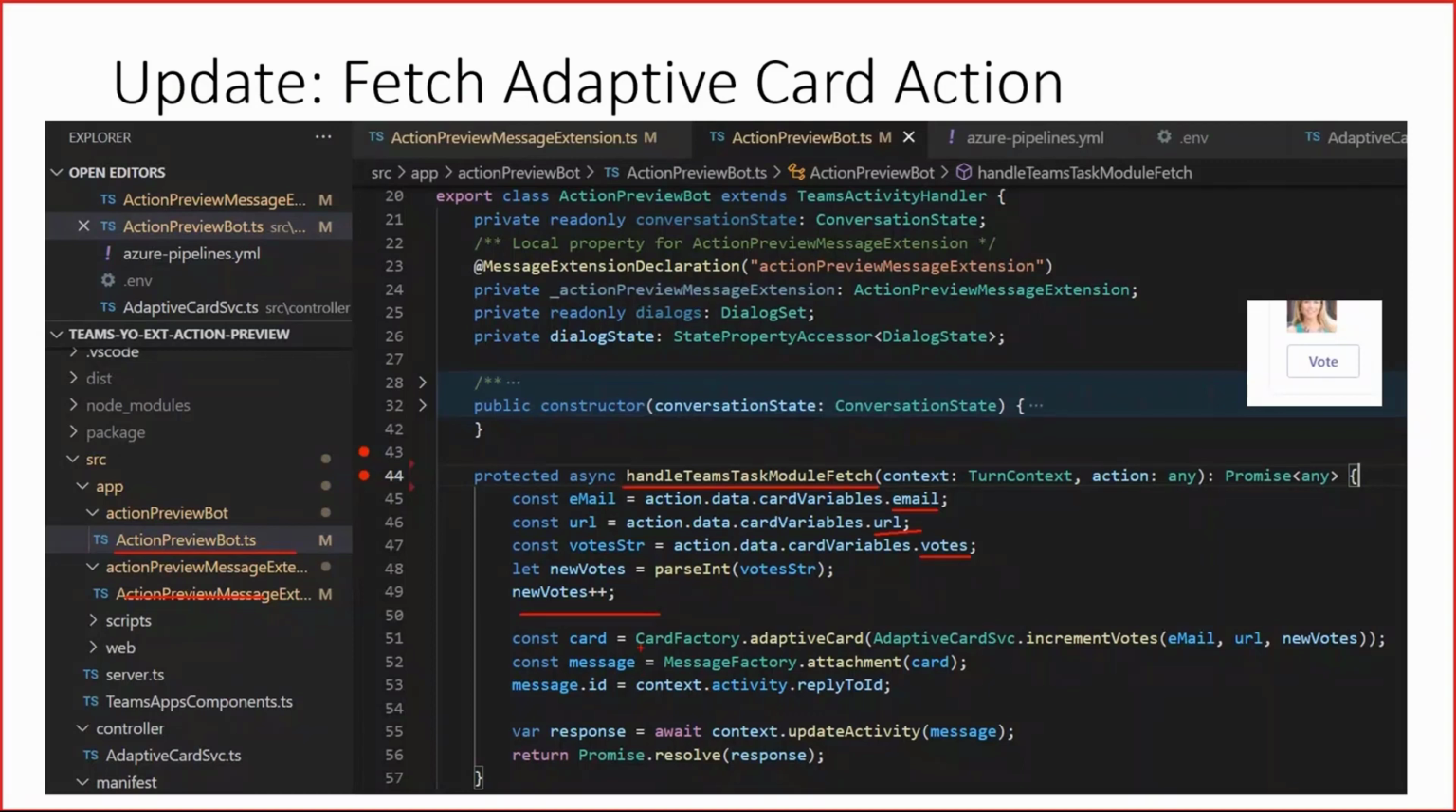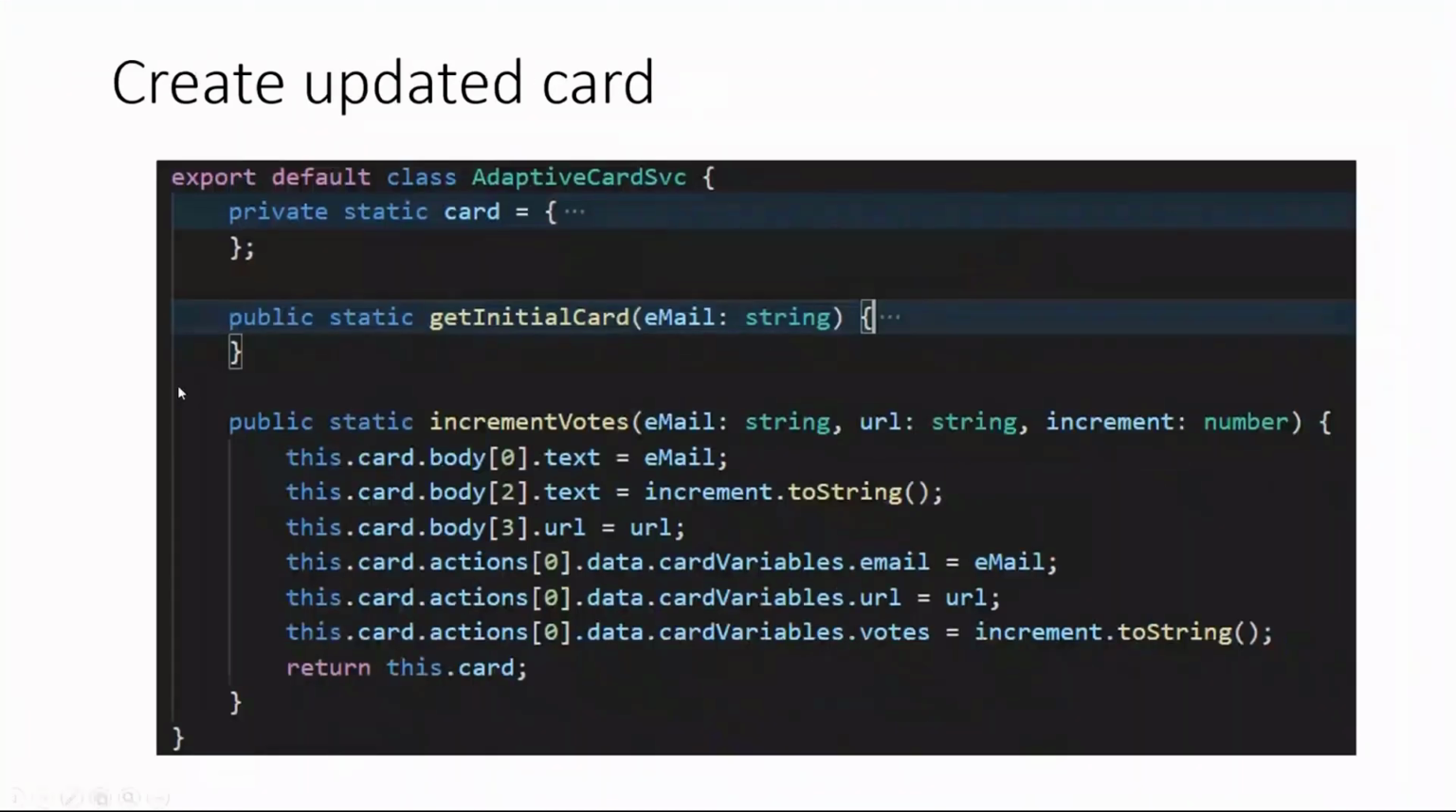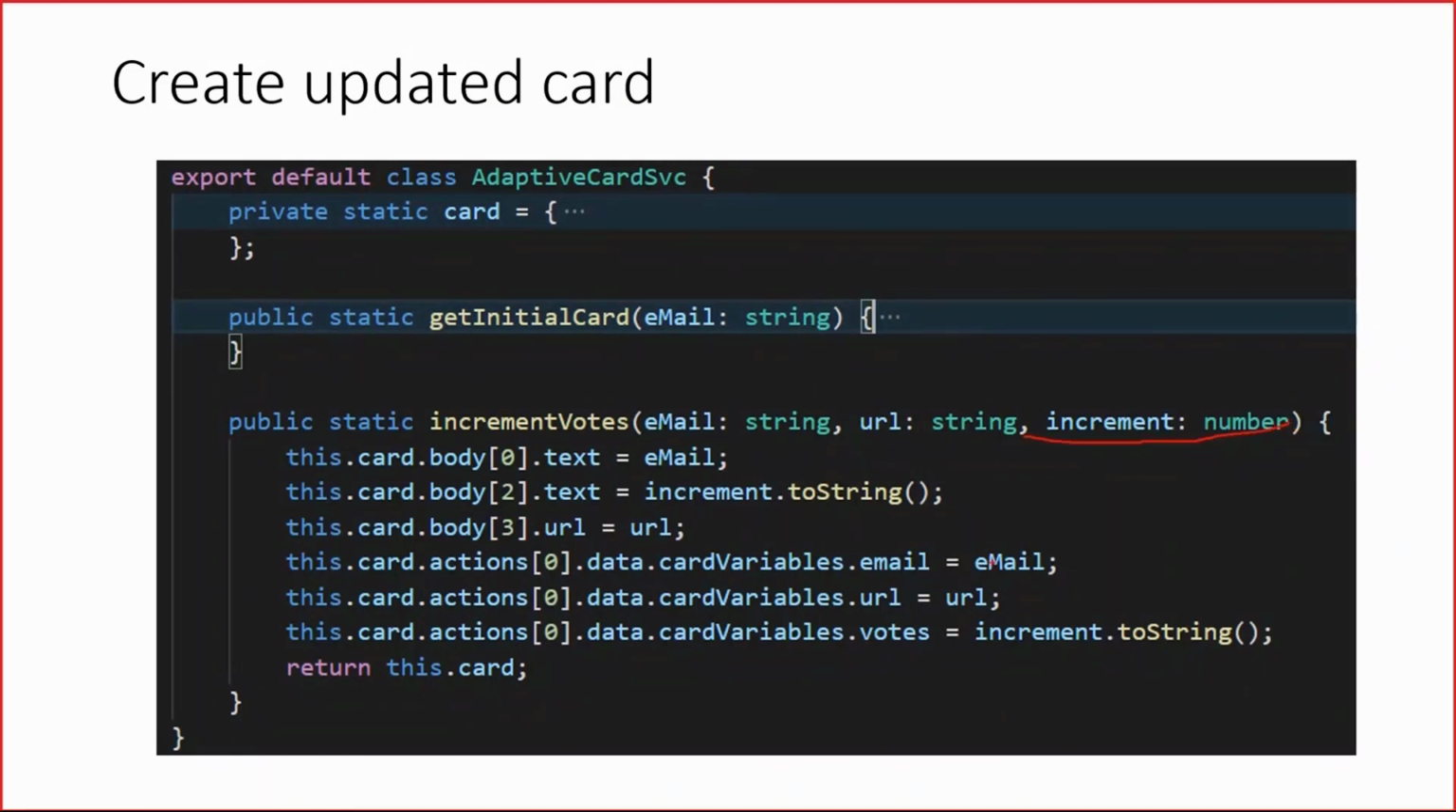We will construct a new card with the new or existing values: the email and URL don't change, the new votes do, of course. And then we also have to identify the existing message, and this we can do from the reply to ID variable. And then we can finally update the message with context update activity. Only for completeness reasons, increment votes is quite the same as the initial card. The only thing is that we now use a new number. And this is what we will write here into our card.